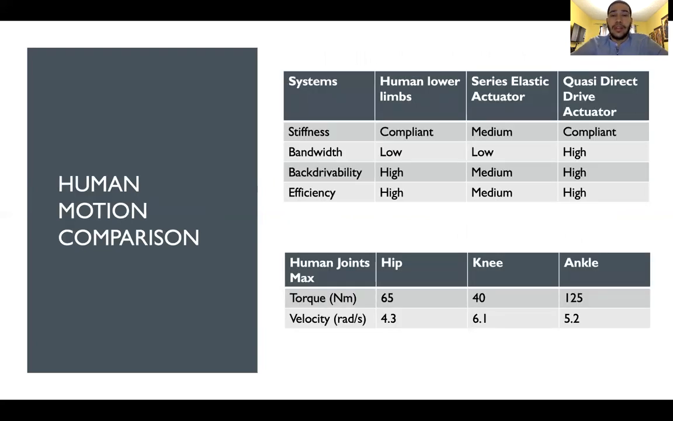When it comes to comparing the actuator to human motion, the Series Elastic Actuator is a little bit more relatable to the human, while the Quasi Direct Drive Actuator is a little bit more proficient in bandwidth, since it's able to react much quicker than a human can.